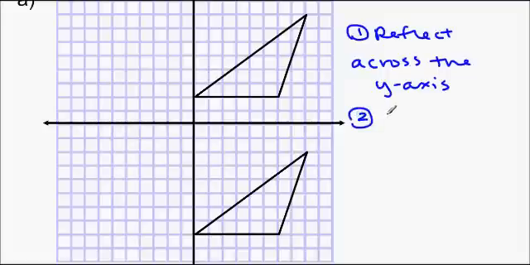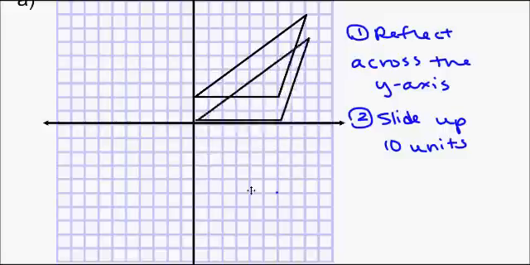I need to slide it up. And how many units are we going to go up? 1, 2, 3, 4, 5, 6, 7, 8, 9, 10. So 10 units. When I do that, I have one figure overlaying the other.